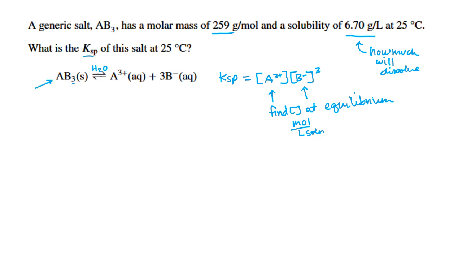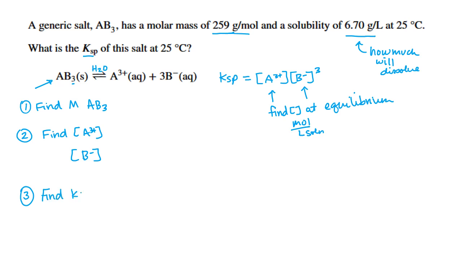Because this tells me how much is going to dissolve, I can figure out what the molarity of AB3 is using the molar mass. So first step is find the molarity of AB3 using the solubility and the molar mass. Next, I'm going to use that to find the concentration of A3+ and the concentration of B-. And then the third step is I'm going to find Ksp, and I'm going to use this equation right there to do that.